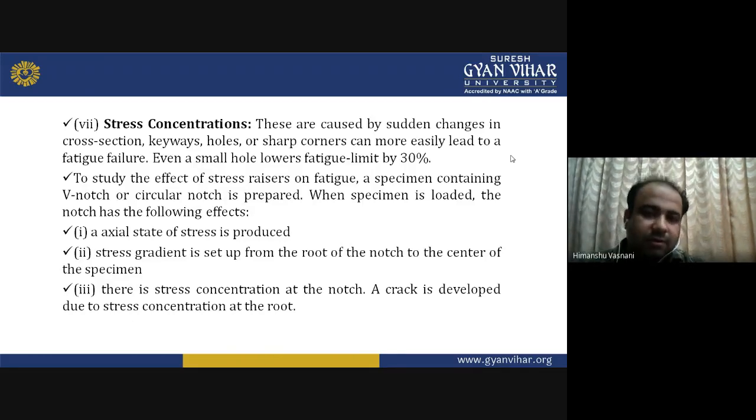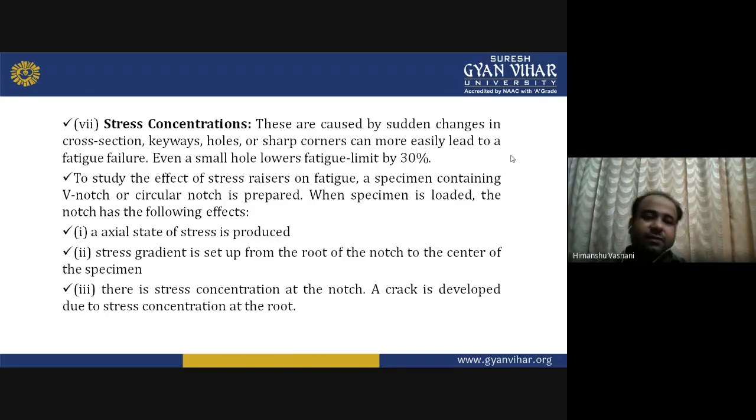Can you imagine a small hole? So we have to take care before making any changes. Before making any changes, we should take care at how we are doing it, as even a small hole can lower the fatigue limit by 30%.